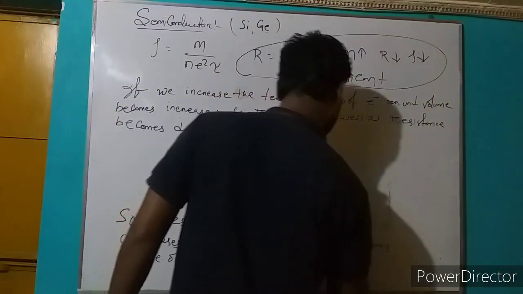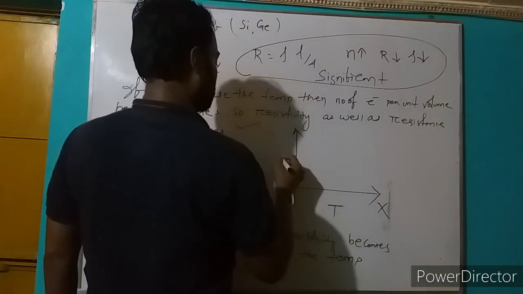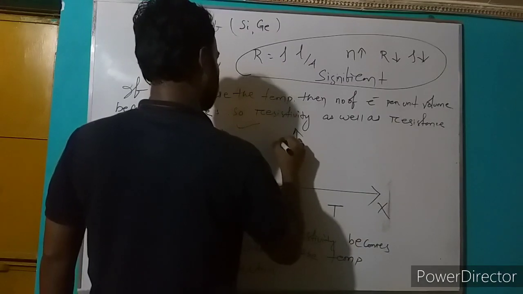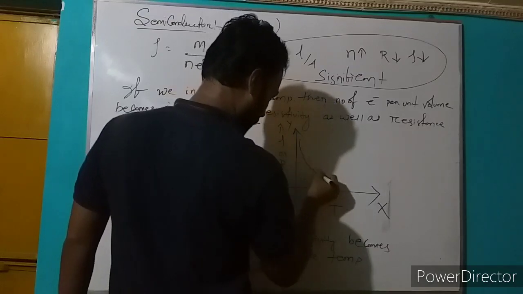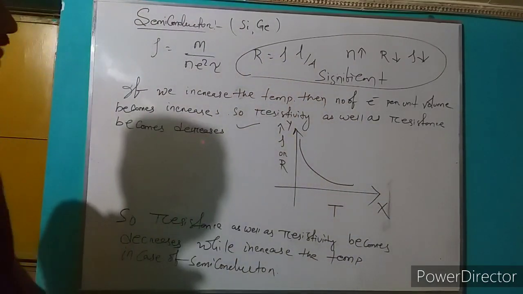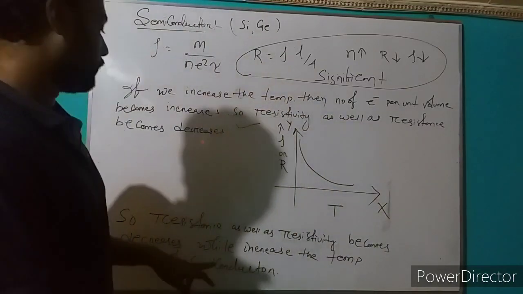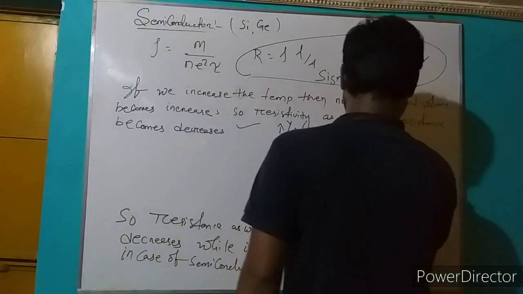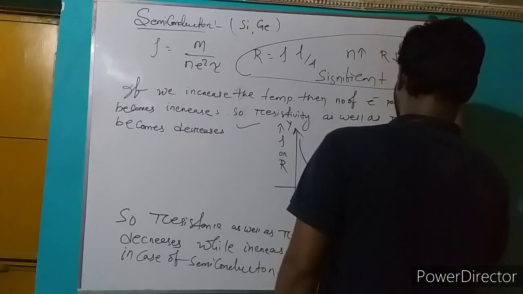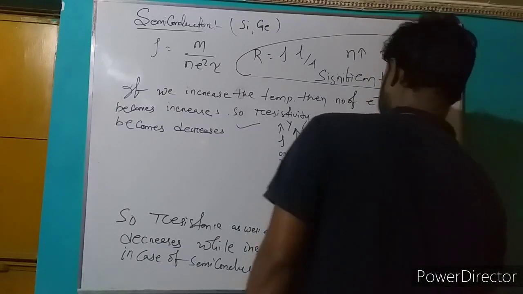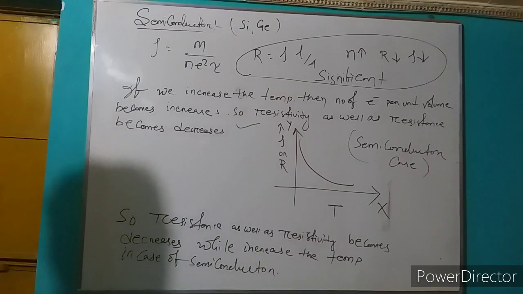So if you draw a graph between temperature along the x-axis and resistance or resistivity along the y-axis, the graph looks like this one. This is the graph, because if you increase the temperature, resistance as well as resistivity decreases. So in case of semiconductor, it will happen. Clear?